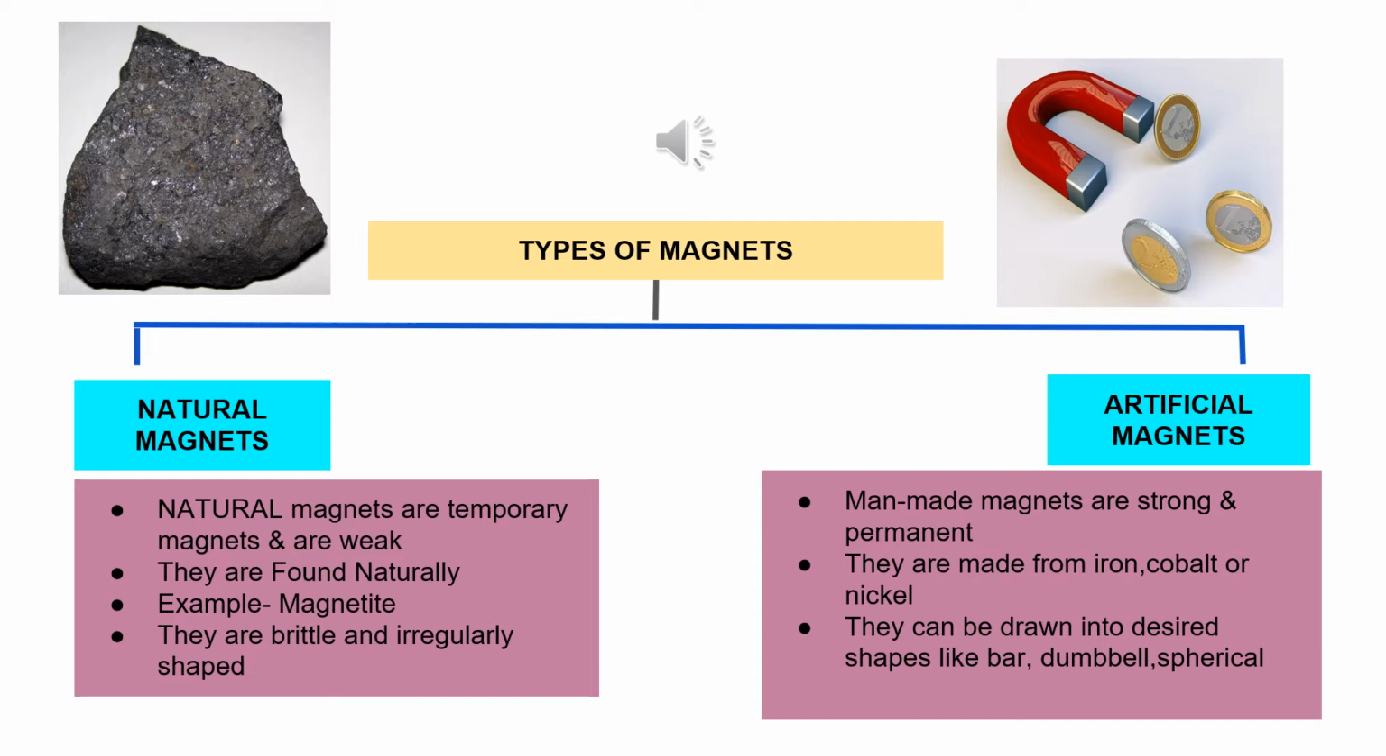Now, how I have modified it to my needs is artificial magnets. So man-made magnets are strong. They may be permanent, they may be temporary, but basically they are strong. They are made from iron, cobalt, and nickel. A very important feature that we must concentrate on is that they can be shaped like a bar, dumbbell, cylinder, ring, sphere, whatever the demand for the shape is, we can make them into that particular shape. So this is what you have to understand: natural magnets and artificial magnets.